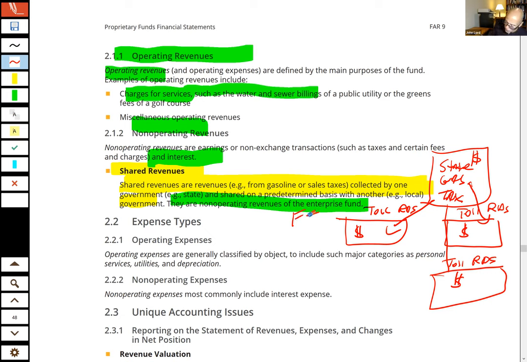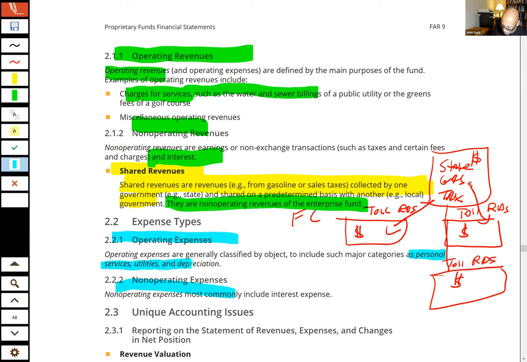Now, as you have expense types, flashcard that, you have operating and non-operating. Operating expenses, such as personnel, services, utilities, depreciation, day-to-day expenses, are operating. We're back to F1. Non-operating, classic example is interest expense.